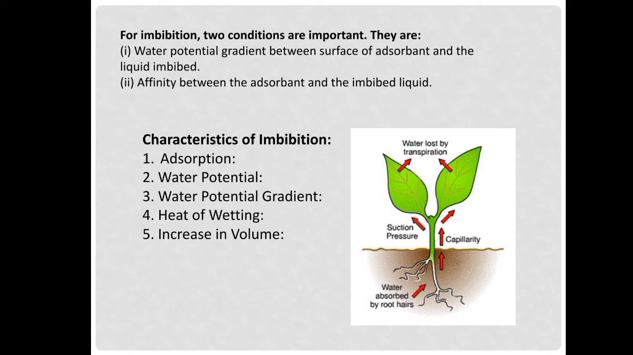So there is another terminology in the imbibition, that is the imbibition pressure. So what is this imbibition pressure? When the imbibing substance is kept in a confined place. The imbibing substance means what? The substance which is absorbing the water, when kept in a confined space, a pressure is developed due to the increase in the volume of the imbibient. That pressure is known as the imbibition pressure.